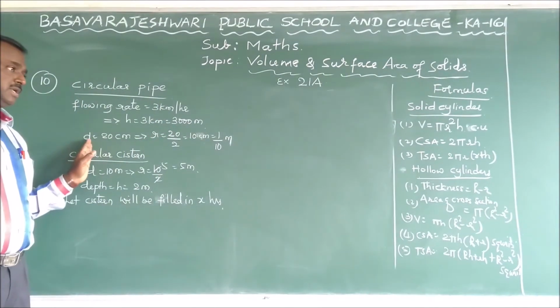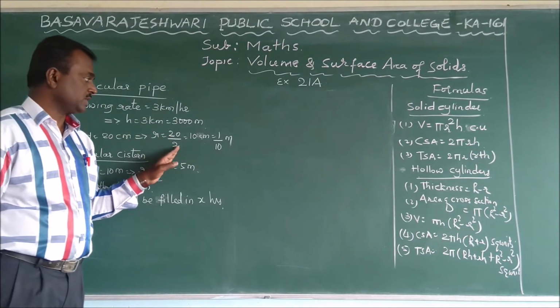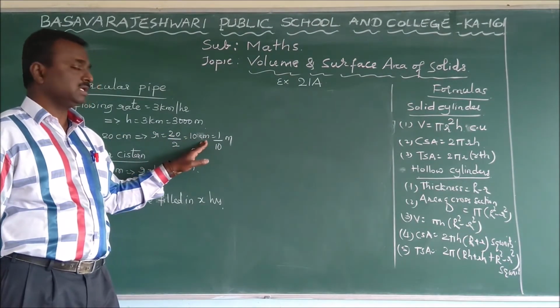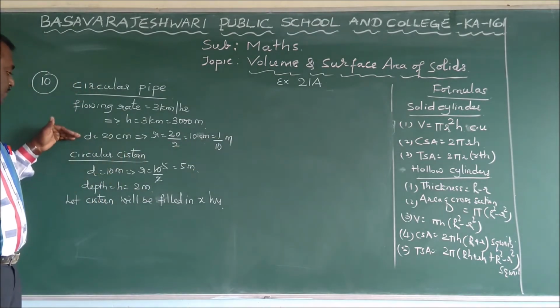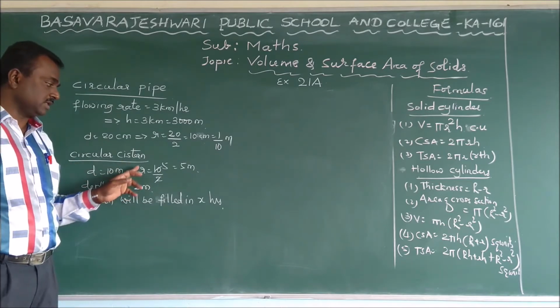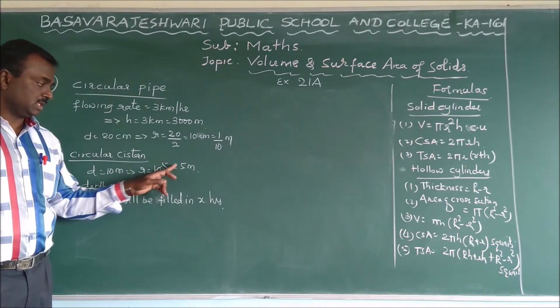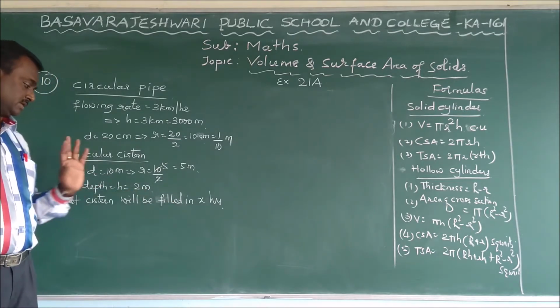So what is the diameter of the pipe? 20 centimeters. Therefore, radius is equal to 20 by 2 centimeters, that is 10 centimeters. Convert it to meters, 1 by 10 meters. So it is flowing into the circular system. The diameter of the system is 10 meters. Therefore, radius is 10 by 2, that is 5 meters. So the depth of the system is 2 meters.